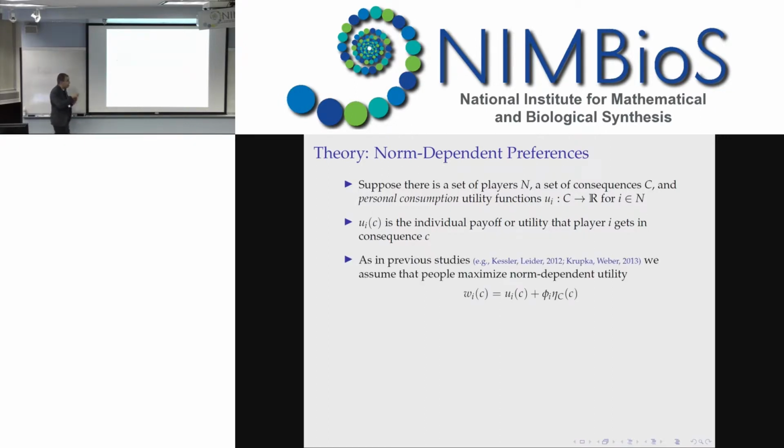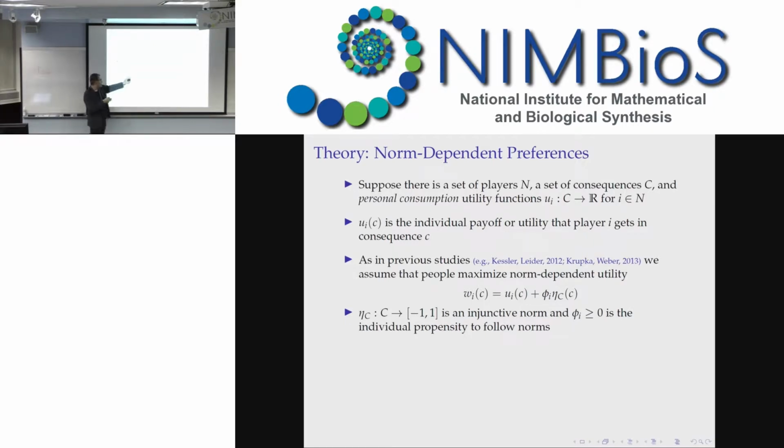This is the utility function that Sergey also mentioned before. His eta is our phi, and he had a sum of things. Anyway, I have eta for a norm. What this means is that your utility is your consumption utility plus this normative term. The norm is a mapping of consequences to [-1, 1]; -1 means very inappropriate, 1 means very appropriate. And phi is a norm-following propensity that you have. Some people, exactly as in Sergey's presentation, like to follow norms, some people don't.